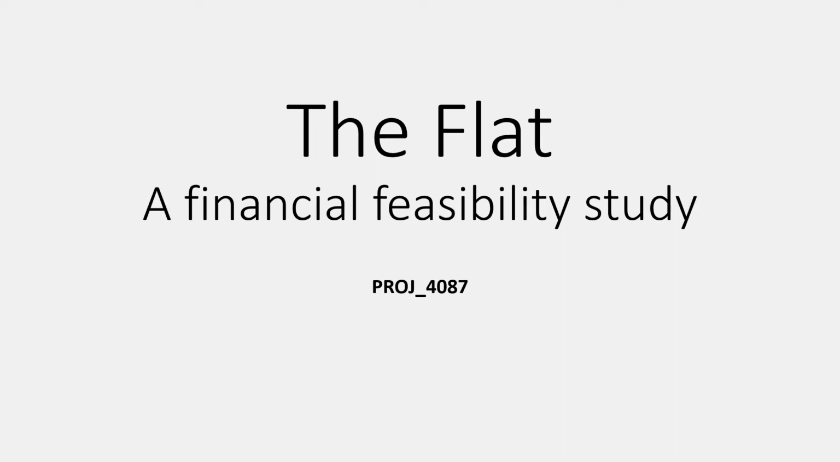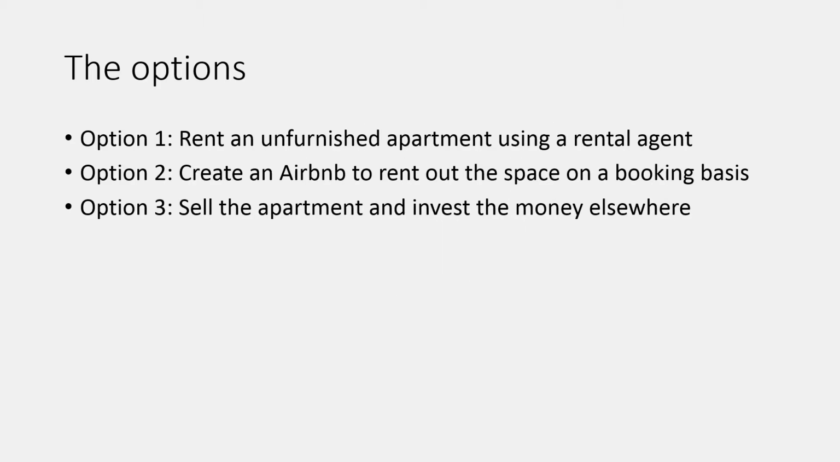Welcome to the financial feasibility study where we will be comparing three options with regards to an apartment. We have three options. The first option being renting it as an unfurnished apartment, second option renting it as an Airbnb, and option number three selling the apartment and investing the money elsewhere. So let's jump into option number one.